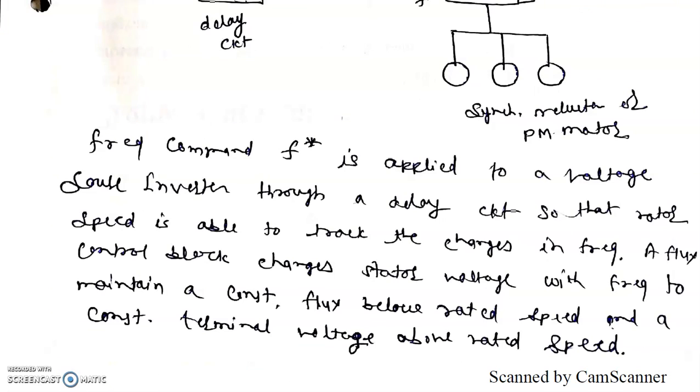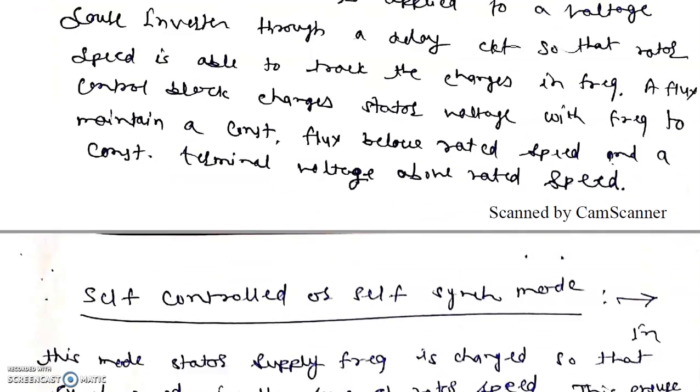So the frequency command F star is applied to a voltage source inverter through a delay circuit so that the rotor speed is able to track the change in frequency. A flux control block changes the stator voltage with frequency to maintain a constant flux below rated speed, and a constant terminal voltage above rated speed. It means it tracks the ratio of V by F and maintains the V by F ratio constant.